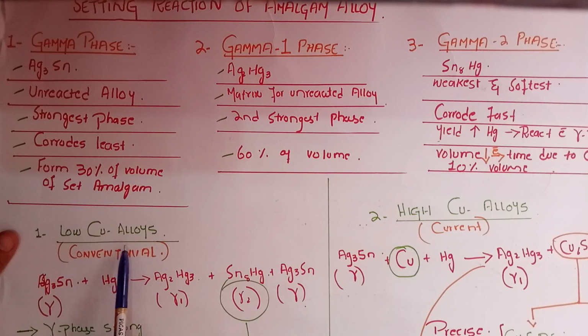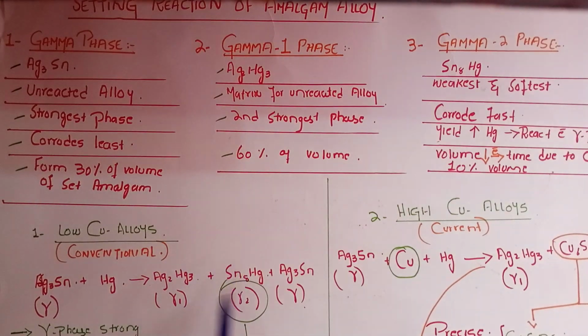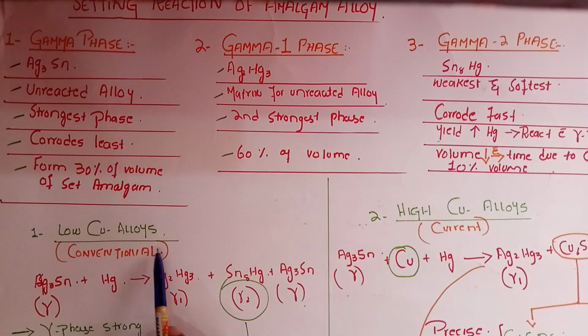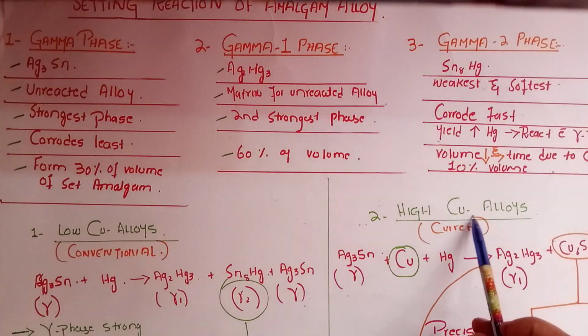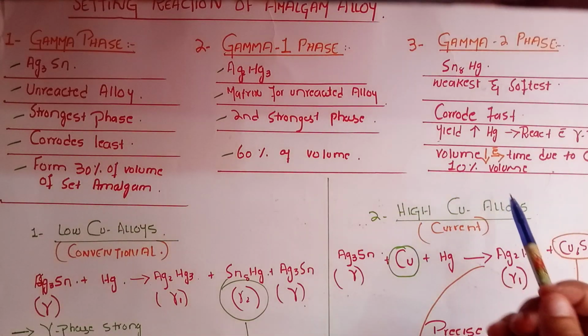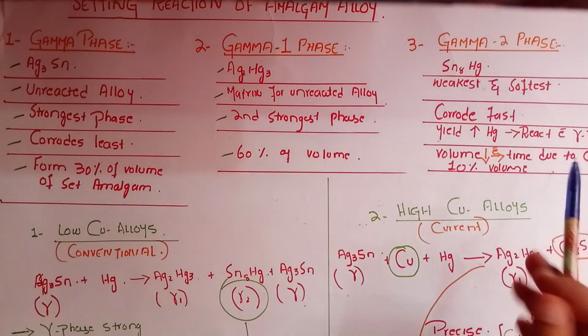So I have explained that there are two types of amalgam alloy, one with low copper content, and the other with high copper content. And this one is obviously the best type of amalgam alloy.